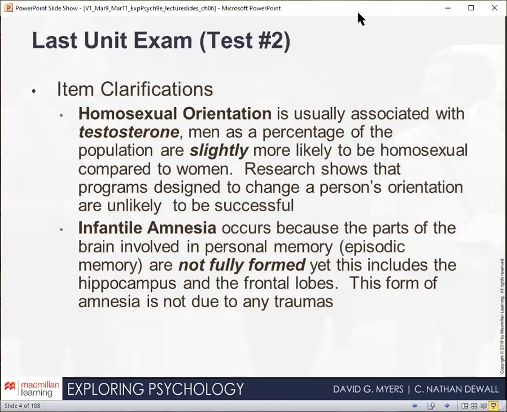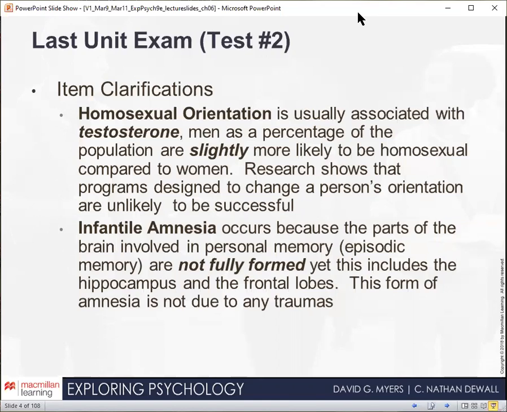When things happen in our life and it's too early in our life, we do not have the equipment and the software yet, so to speak, in order to form those into episodic memories. Now, this type of amnesia is not due to some sort of traumatic event. This form of amnesia is not due to any type of trauma. It's simply because we are not prepared yet mentally with regard to our brain systems to fully take advantage of episodic memory at this time.